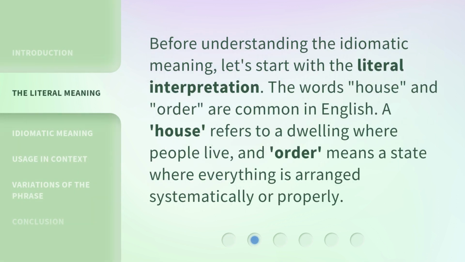Before understanding the idiomatic meaning, let's start with the literal interpretation. The words "house" and "order" are common in English. A house refers to a dwelling where people live, and order means a state where everything is arranged systematically or properly.